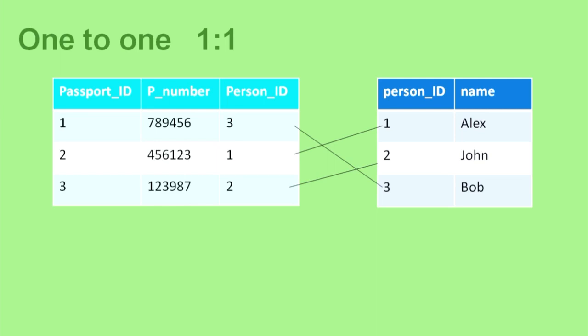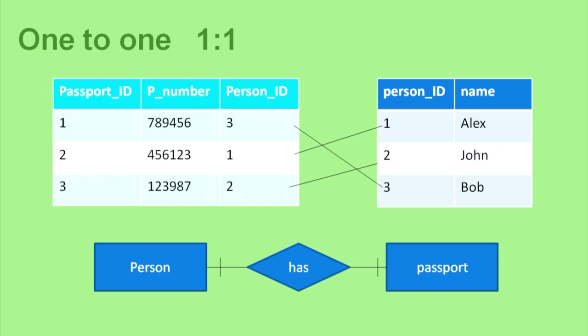In Chen's diagram, it looks like this. One person has one passport. This type of communication is not very popular, but nevertheless, sometimes it is used, as in such cases, for example, passport, tax, service number, and so on. That is, it is used when something cannot be several.